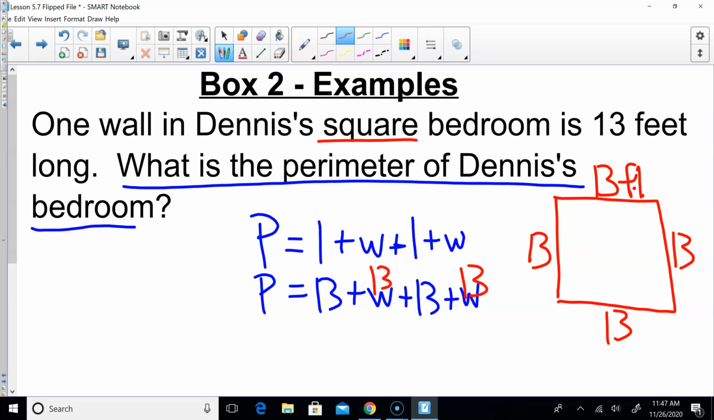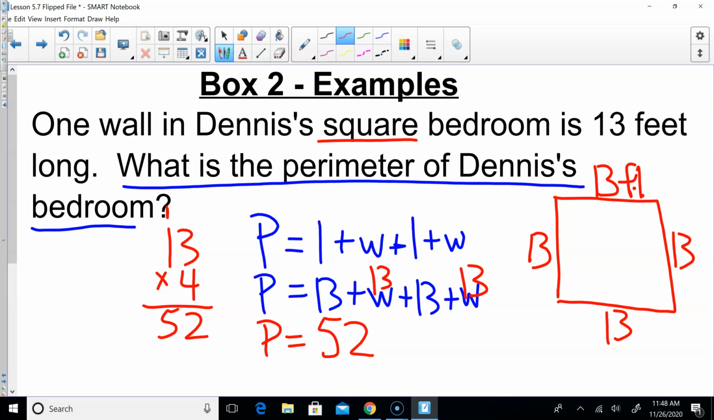Read them more than once to help us out. So we got 13 plus 13 plus 13 plus 13. Or we're going to do 13 times 4 since it's repeated addition. 4 times 3 is 12, so it's 2 goes there, 1 up top. 4 times 1 is 4, plus 1 is 5. So the perimeter would be 52 feet.